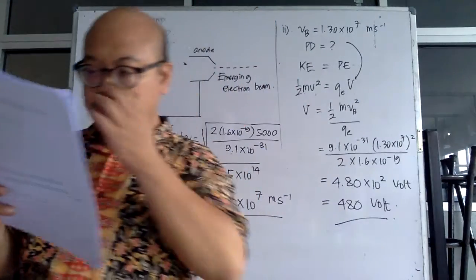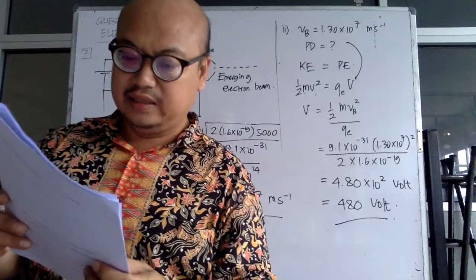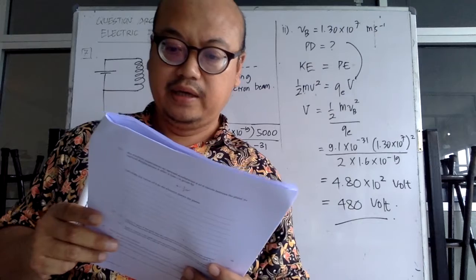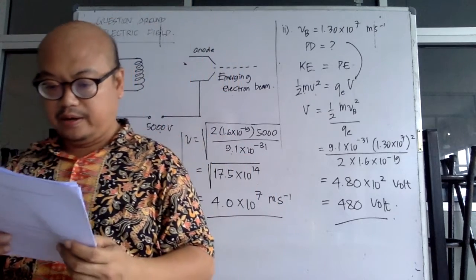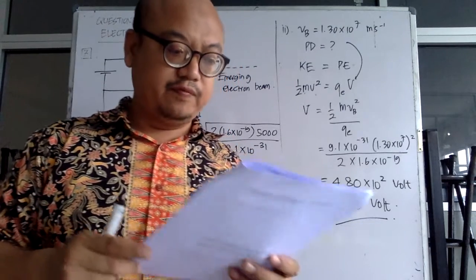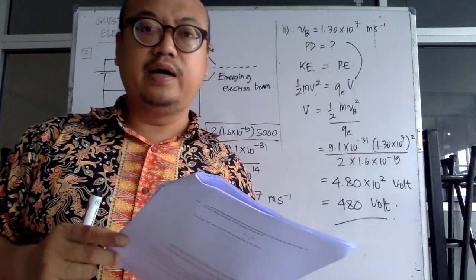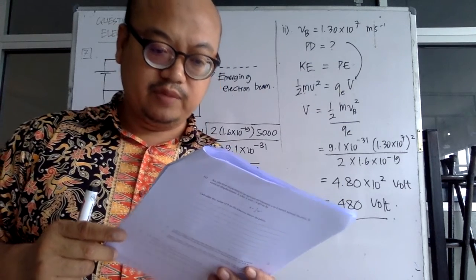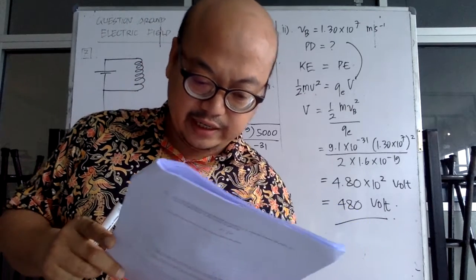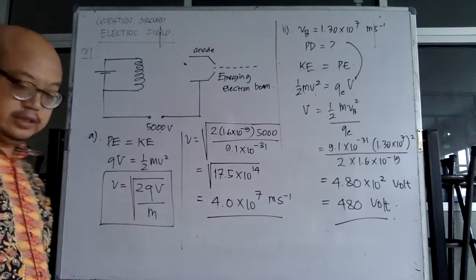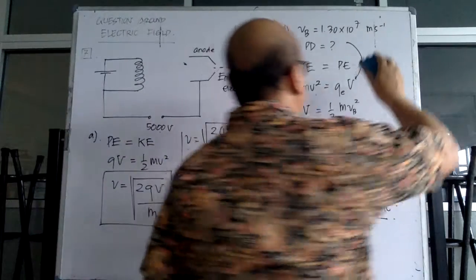So on part B, the emerging beam of electrons follows a parabolic path. It spans between a pair of horizontal parallel plates 5.0 cm apart, with a potential difference of 1400 volt between them. Okay, let me draw these numbers first.